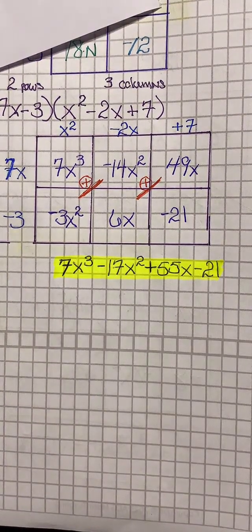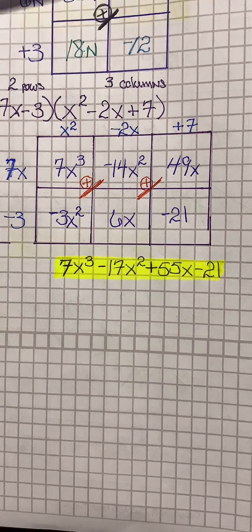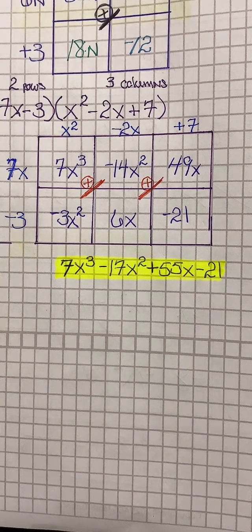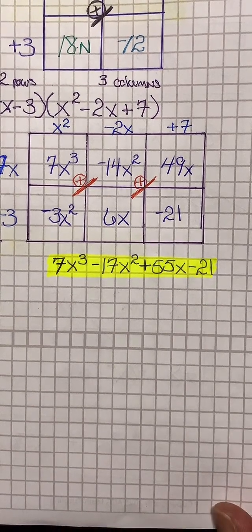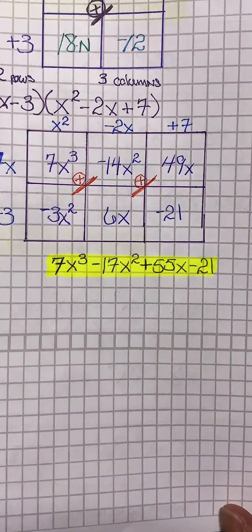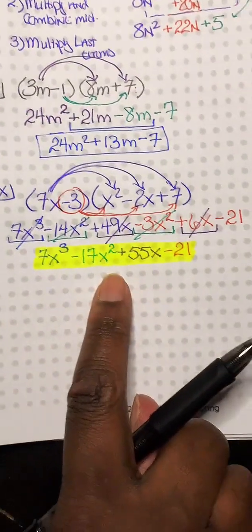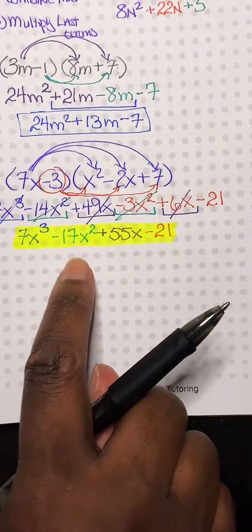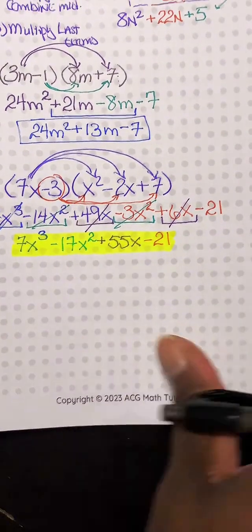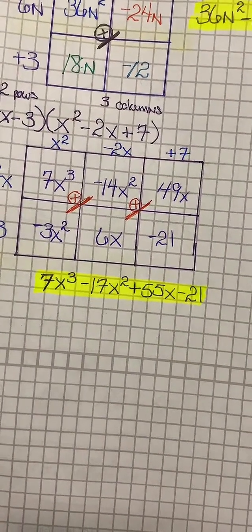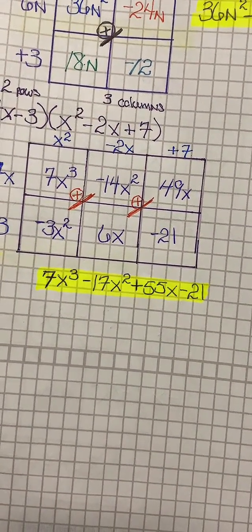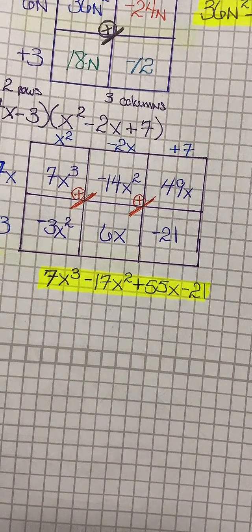That's 7x cubed minus 17x squared plus 55x minus 21. Okay. Well, thank you. All right. So, same exact thing that we got with the distributive property. Okay? You got choices, people. You got choices.